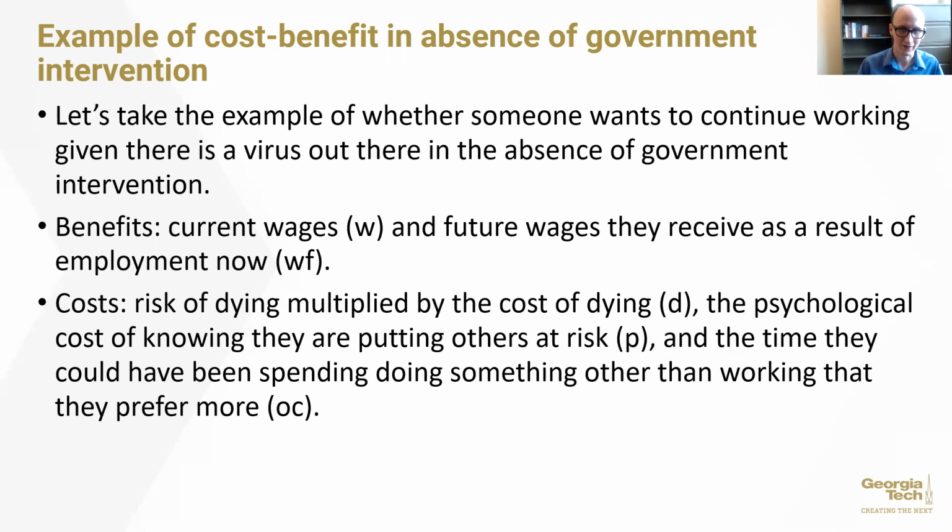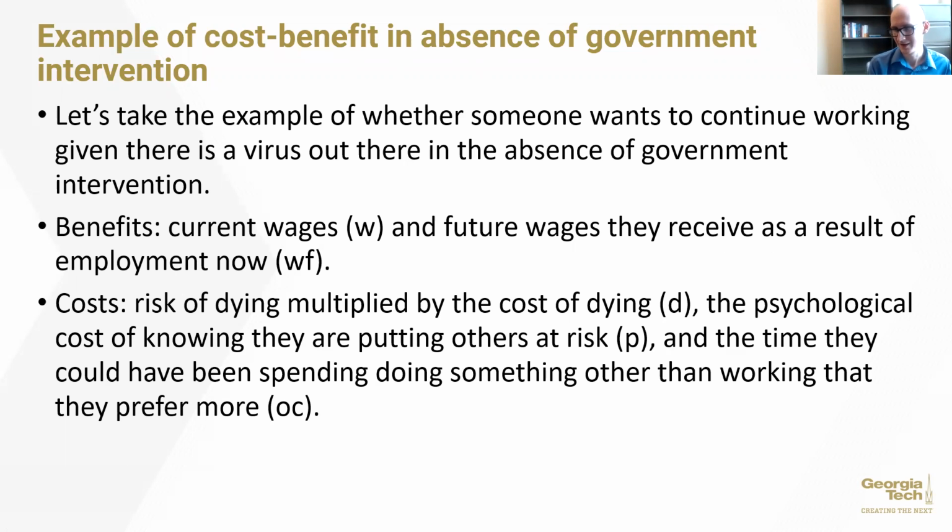Okay, so let's take an example with when there's no government intervention, how people choose to either work or not work. So the benefits that people receive for working are their current wages and the future wages they receive as a result of employment. Call that W and WF. So obviously, if they're not employed, then they could have challenges getting back to work when they choose to work, and that's reflected in the benefits they get from future wages for working now.